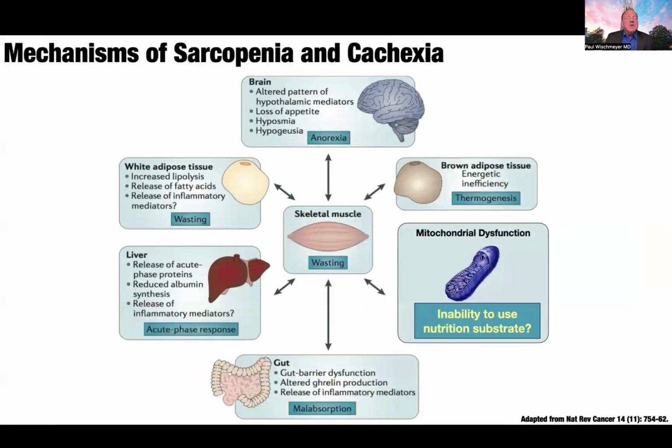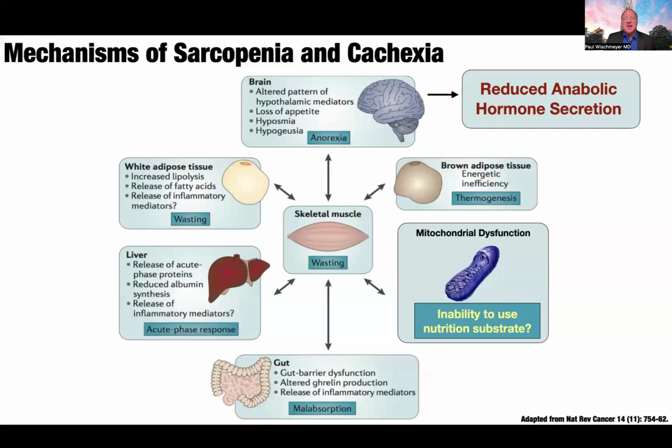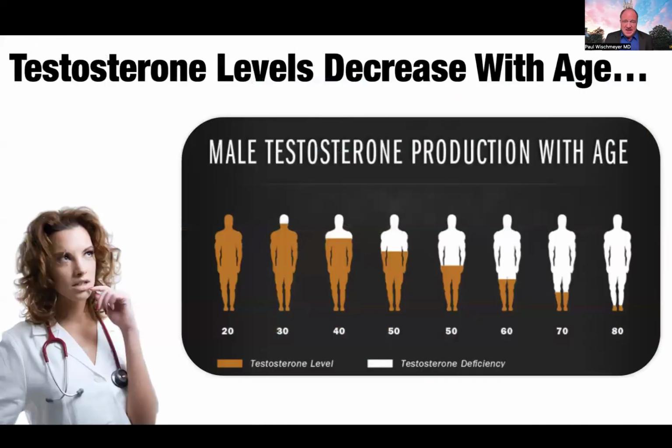So again, we know that patients who are sarcopenic and cachectic, and especially in illness, have a lot of things that drive that. And some of it's mitochondrial dysfunction and inability to use nutrition substrate. But one of the other things is we know that patients, both as they age and when they're sick, have significant losses of anabolic hormone secretion. Again, the body is not thinking about making muscle when it's sick. The problem is it doesn't think it's going to live, and so it doesn't turn it back on for a long time. And this starts with aging.